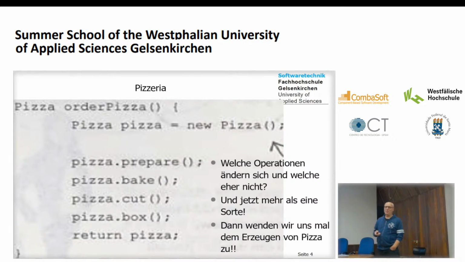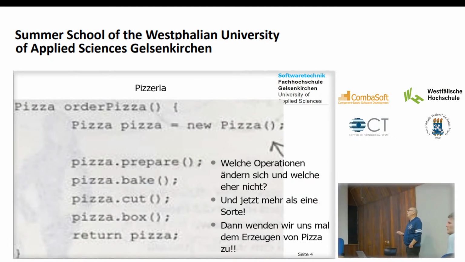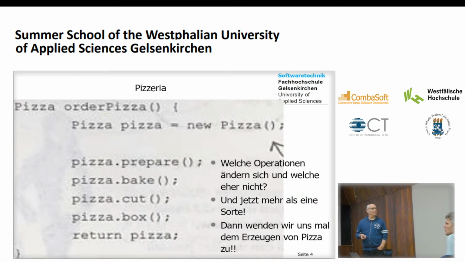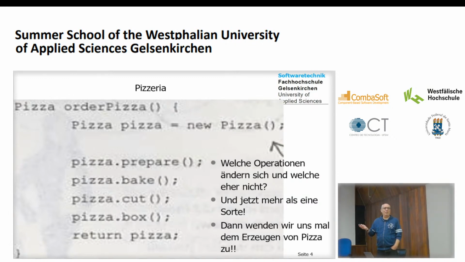Your best friend owns a pizza shop, and he's telling you, okay, I need a program, so please write a program for me to make pizza. And you say, no problem. If someone's ordering pizza, I create a new pizza, and I prepare it, I bake it, I cut it, I box it, and I return the pizza. What is the problem? That's not a problem, is it? No, we can do it like this. No problem. But we can do it better, even if the system gets more complex.